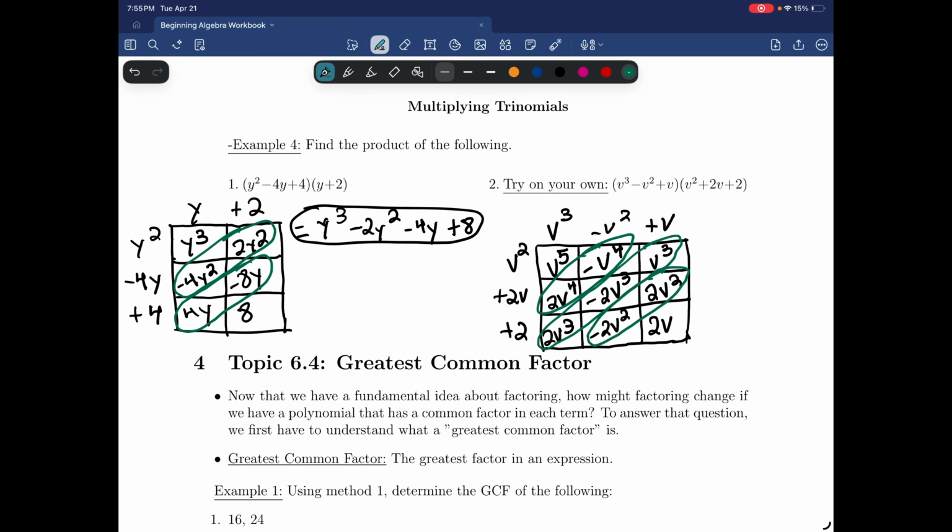But anyways, without further ado, our final answer is going to be v to the 5th. Combining our like terms here, we have 2v to the 4th minus v to the 4th, which is just v to the 4th. And then here, we're going to have v cubed when we combine like terms. Here, negative 2v squared plus 2v squared cancels, so those like terms cancel. And then I'm just going to bring along that 2v, and that's your final answer.